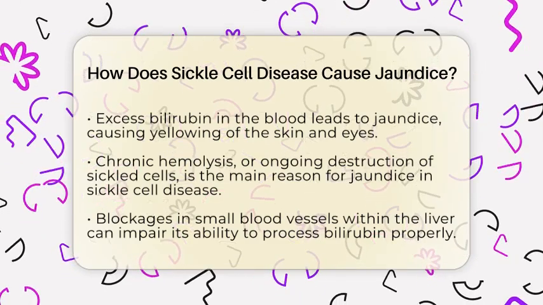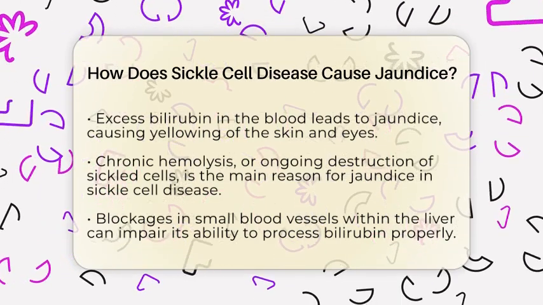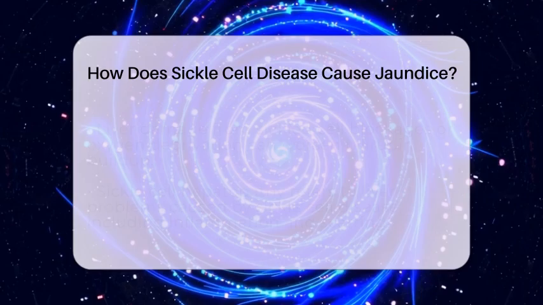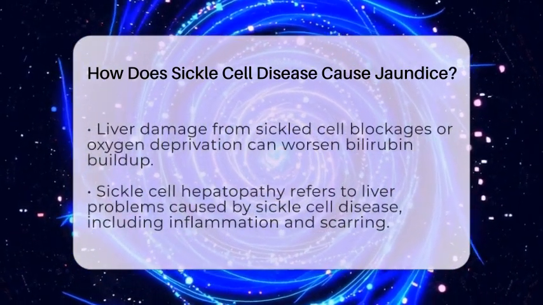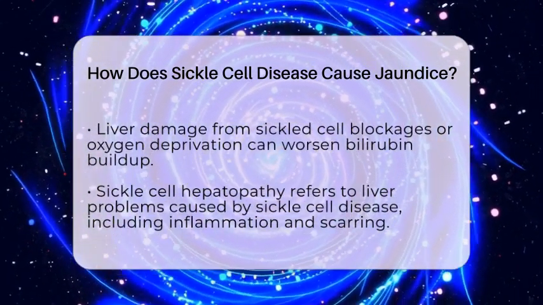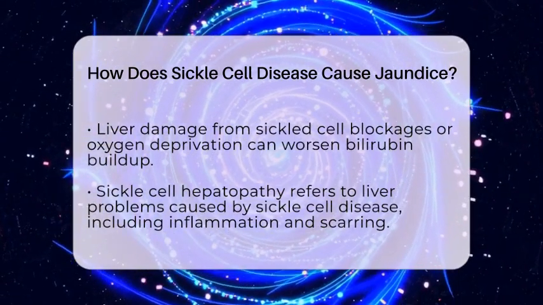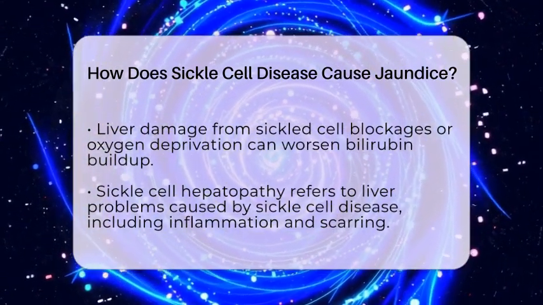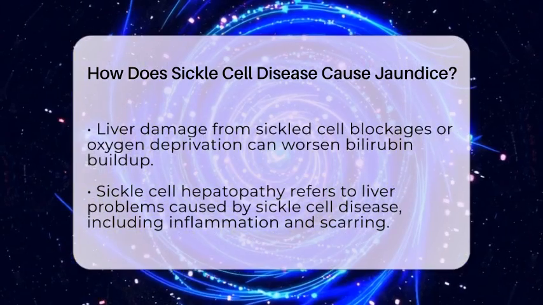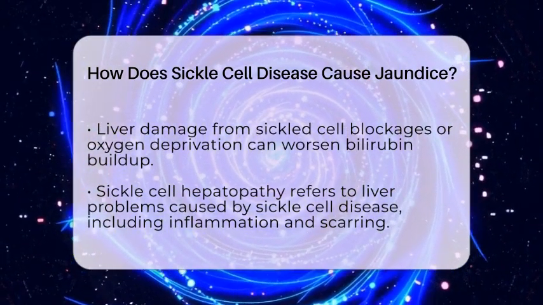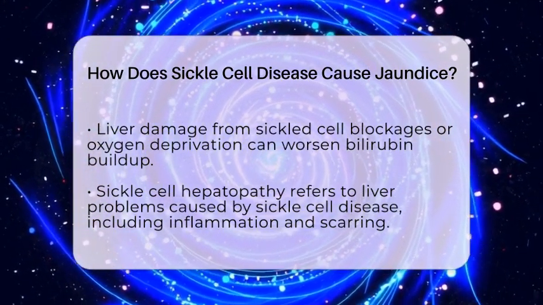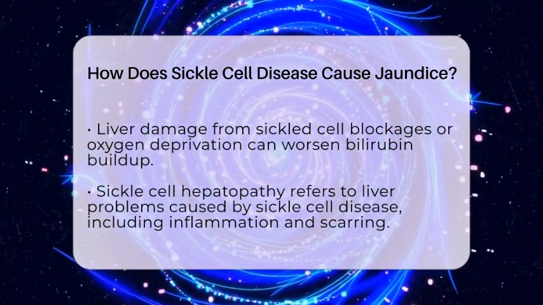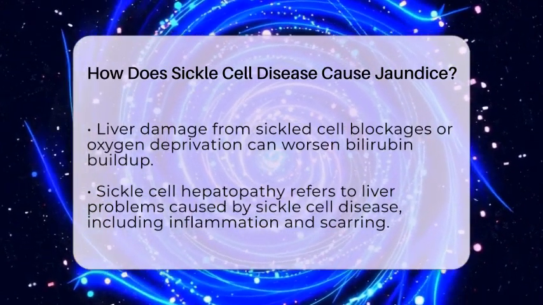Sickle cell hepatopathy is a term used to describe liver problems related to sickle cell disease. It includes various liver complications such as inflammation, scarring, or damage caused by sickled cells blocking blood flow or from repeated blood transfusions that can lead to iron overload. These issues can worsen liver function and increase jaundice.